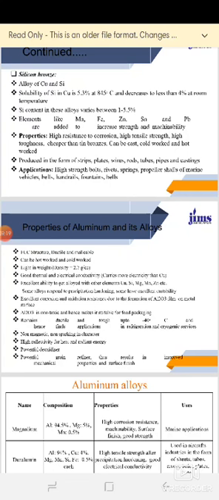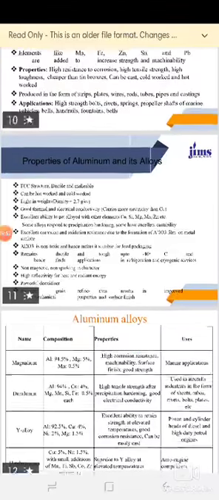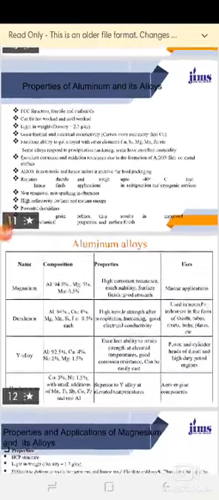Next is properties of aluminum and its alloy. FCC structure, ductile and malleable, can be hot worked and cold worked. Light in weight, its density is 2.7 gram per cubic centimeter. Good thermal and electrical conductivity, it carries more electricity than copper. Excellent ability to get alloyed with other elements. Some alloys are responsible for precipitation hardening, some have excellent castability. Non-magnetic, no sparking characteristics, highly reflective for heat and radiant energy, powerful deoxidizer.